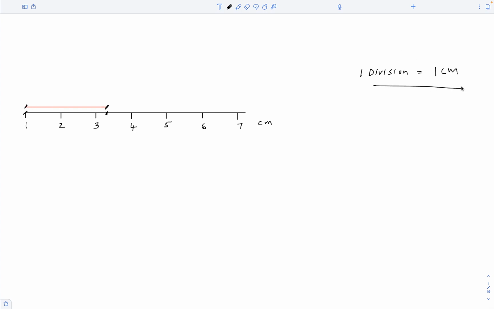And on this scale, each division is 1 centimeter long. So by looking at this picture, we would think that the length of the line is between 3 and 4 centimeters, because this end of the line falls between two markings numbered 3 and 4. So it is 3 dot something centimeters.